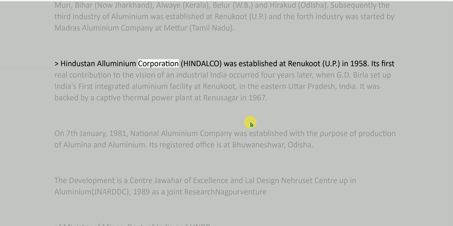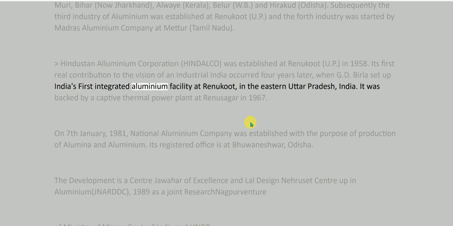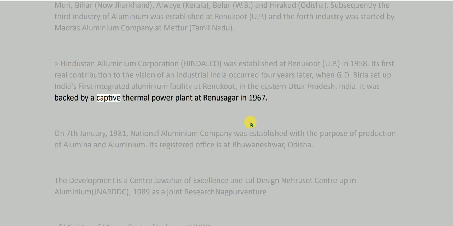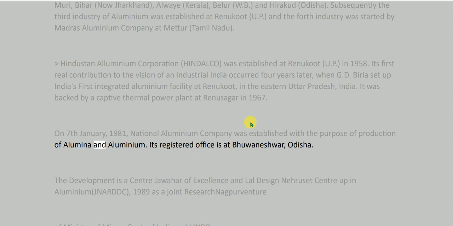Hindustan Aluminium Corporation, Hindalco, was established at Renukoot, UP, in 1958. Its first real contribution to the vision of an industrial India occurred 4 years later, when G.D. Birla set up India's first integrated aluminium facility at Renukoot, in eastern Uttar Pradesh, India. It was backed by a captive thermal power plant at Renusagar in 1967. On 7 January 1981, National Aluminium Company was established with the purpose of production of alumina and aluminium. Its registered office is at Bhubaneswar, Odisha.